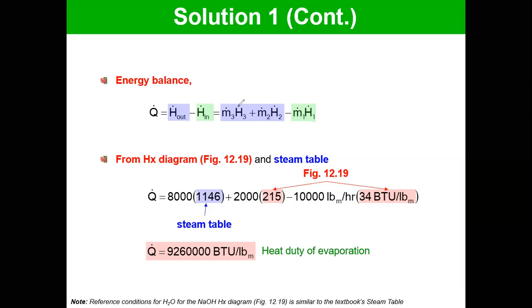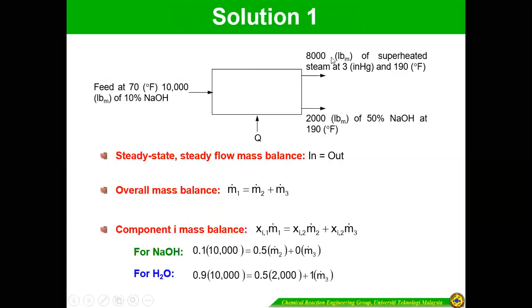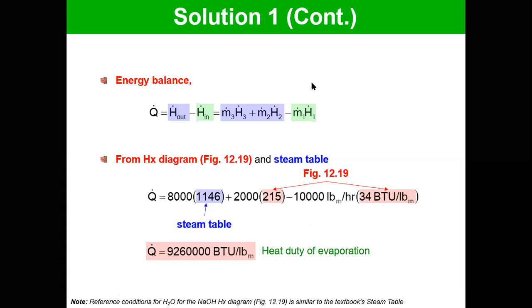So M3 H3 is actually the saturated steam, so you can refer to the table. If you refer to the steam tables, I think it's on some page, I don't remember. But this one, the unit is BTU per pound mass, and your book is actually in SI units.